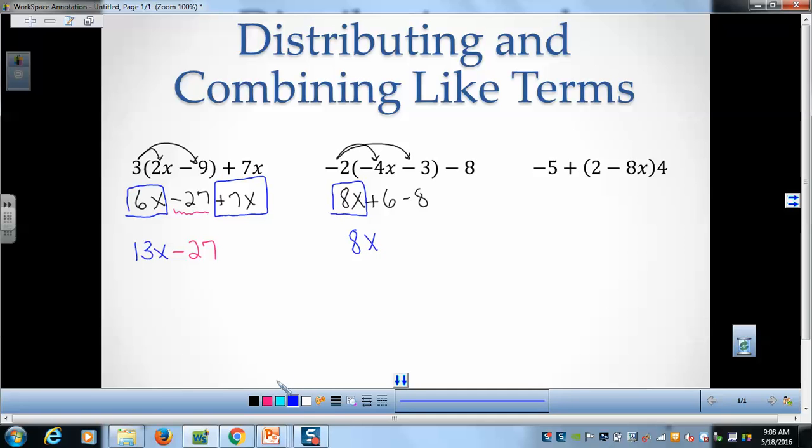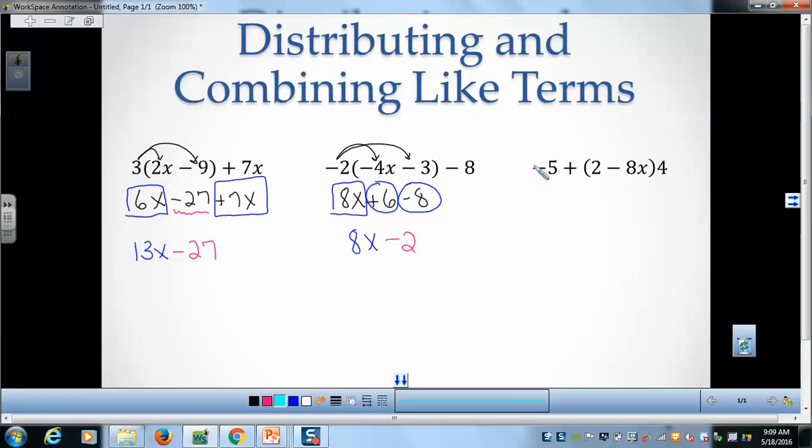Then we're going to look for regular number terms. So I have a 6 here and a negative 8 here, so I can combine those two. Now once again, I'm just going to combine these just like it looks. So this is 6 minus 8, which would be negative 2. Alright, moving on to our third example here.